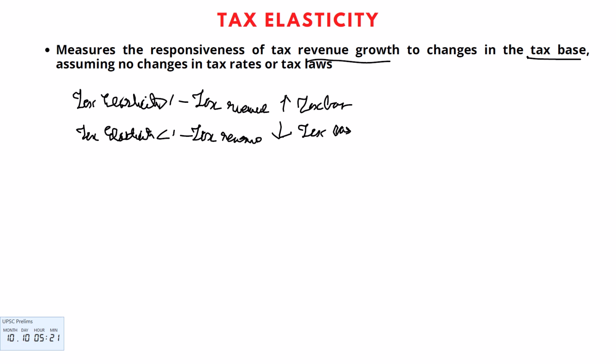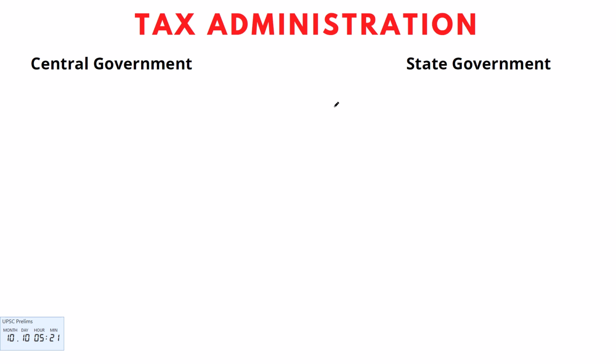So now, moving on further with the lecture, we will be looking at the administration of tax. First one, central government. Under the central government, the Ministry of Finance, which is the apex body responsible for formulating tax policy, legislation and administration. Under the Ministry of Finance comes the Department of Revenue, which is responsible for all matters related to direct and indirect union taxes.